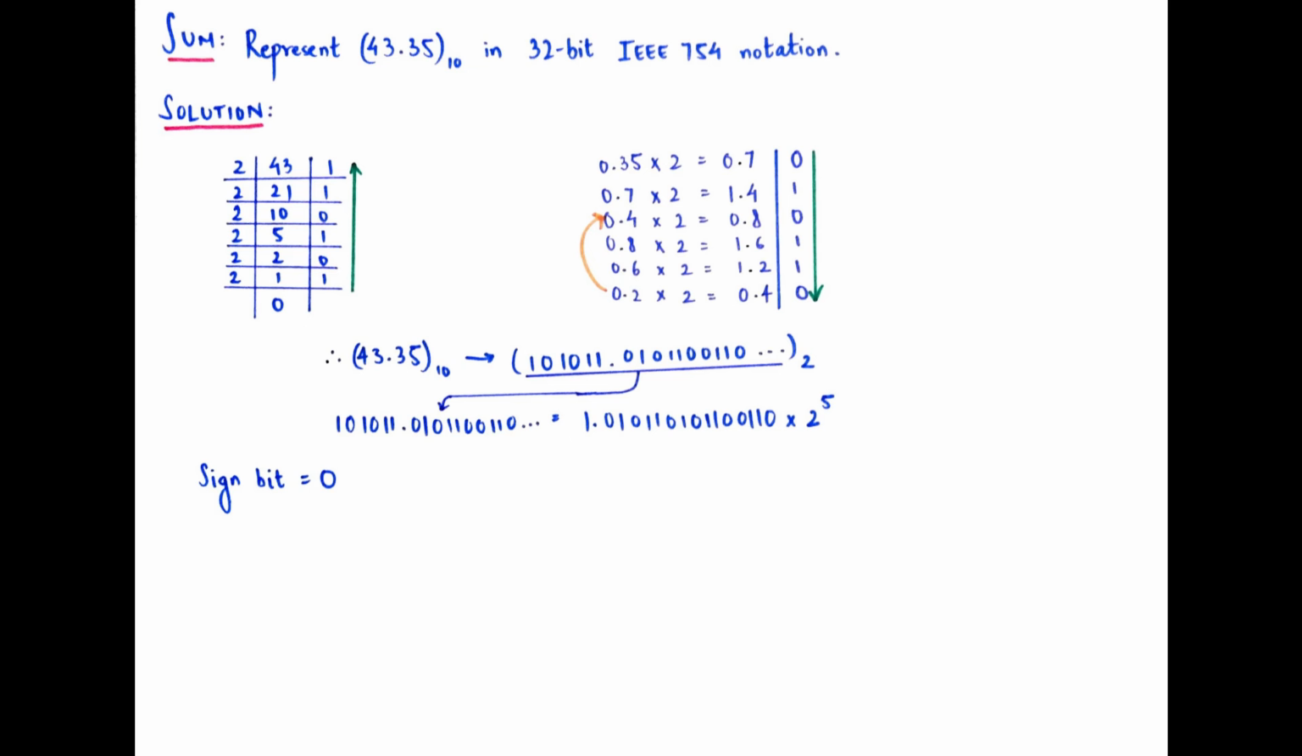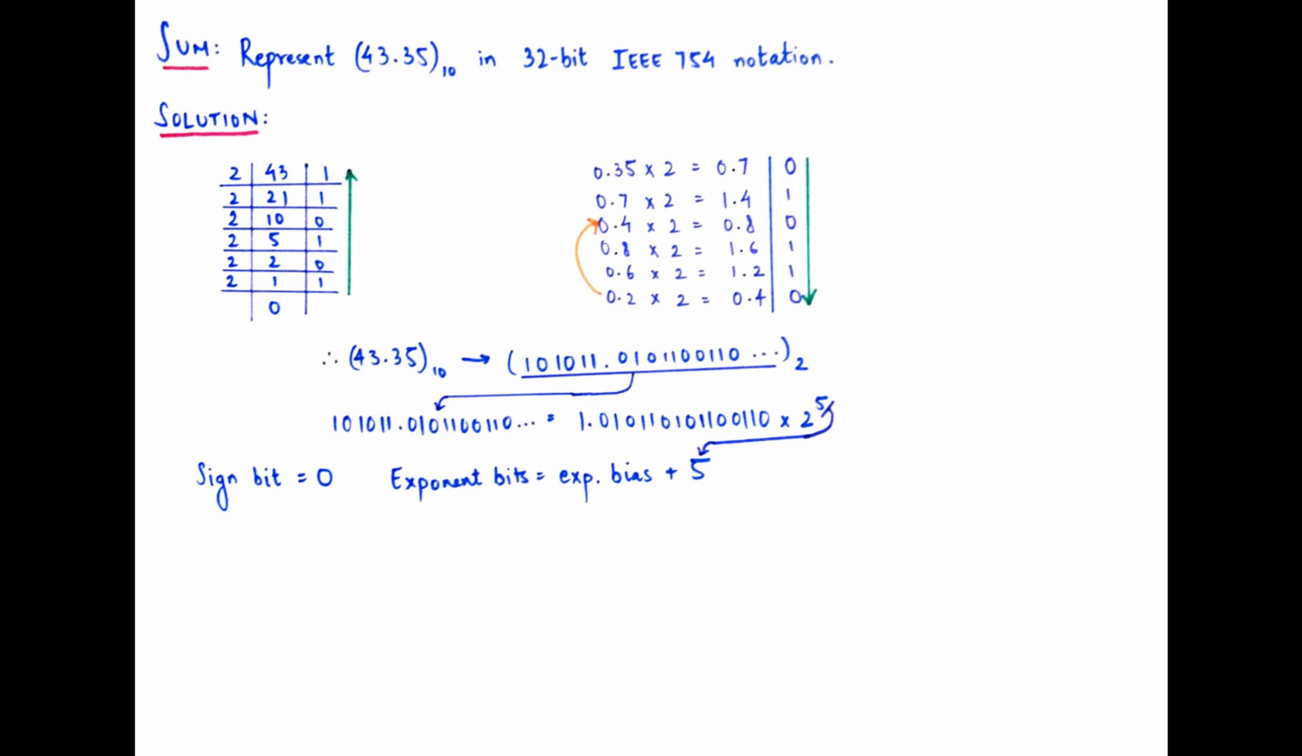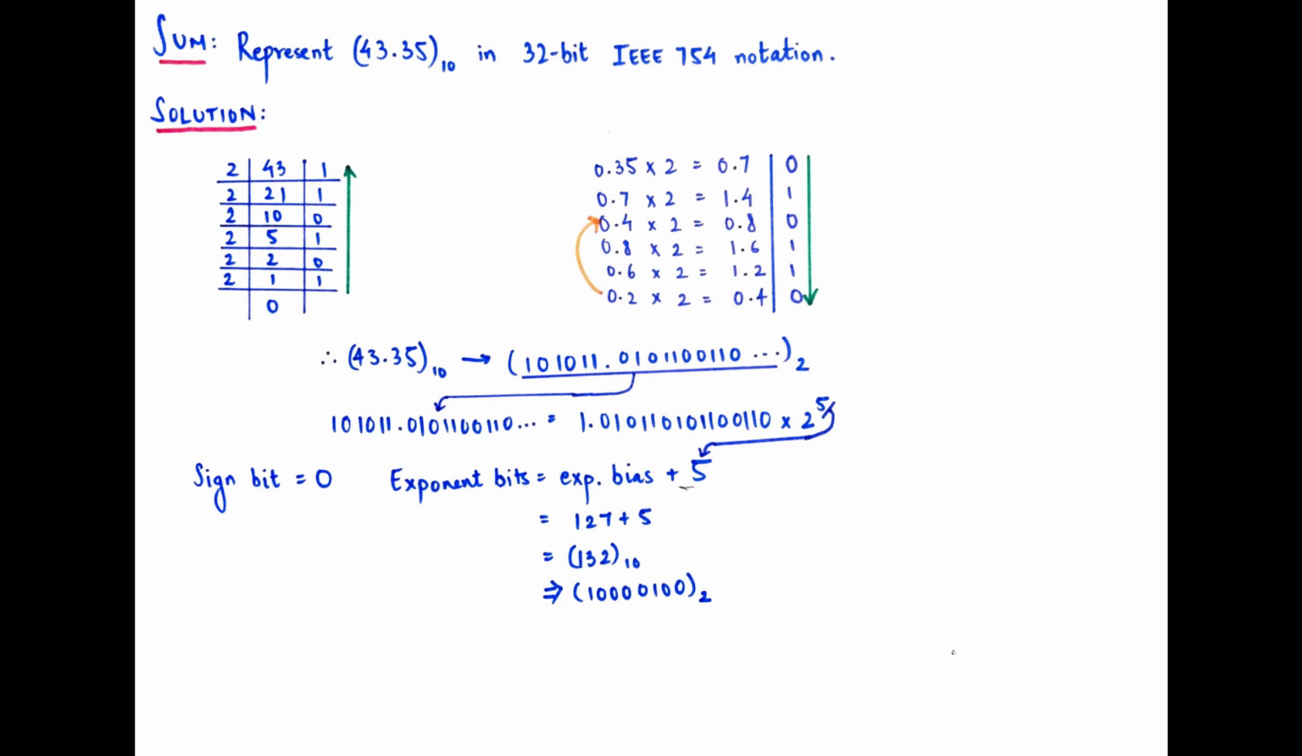Since 43.35 is a positive number, the sign bit is 0. We find the exponent bits by adding the power to which 2 was raised in the scientific notation to the exponent bias, which is 127 in case of a 32-bit representation. We then convert this number into its binary form. The 8 bits obtained are equal to the exponent bits.